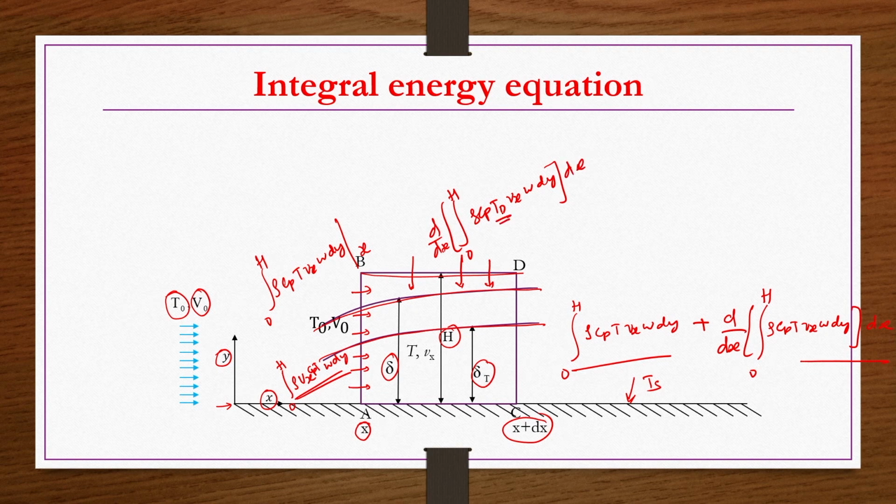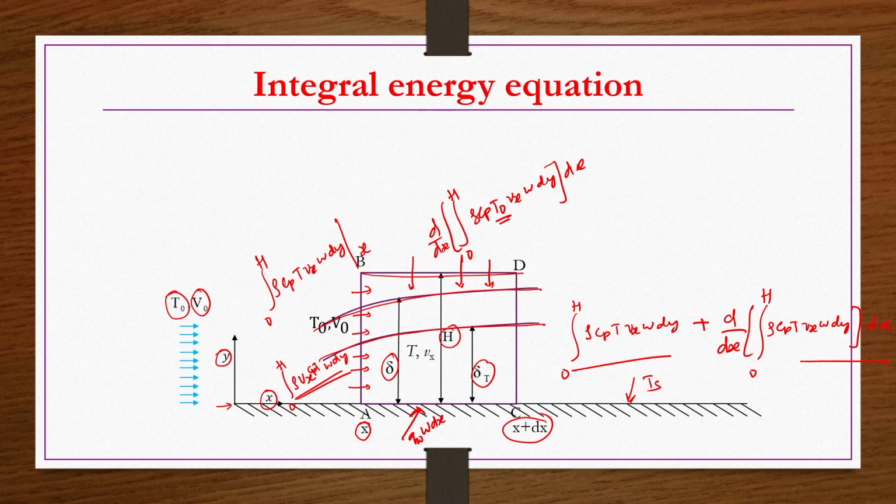Because this BD plane is outside of the boundary layer, and outside of the boundary layer temperature is equal to T naught. Right. So, at the surface, whatever the heat transfer rate is, that is QW, let us say, multiplied by the area of the plane AC. We have to take the z direction also. In the x direction size of the plane is dx, in the z direction width of the plate is W, so W dx.